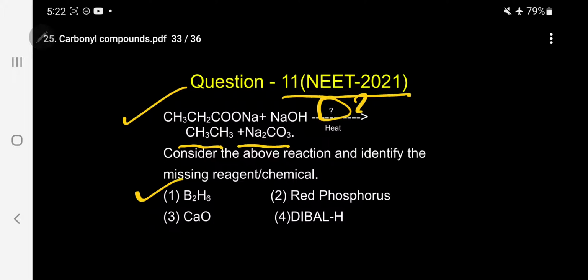Option A, 1 borane, 2 red phosphorus, 3 calcium oxide, and 4 DiBALH. Probably the answer is CaO. Let me explain the reason for this. You can easily understand that one. Kindly follow. What is the reaction?